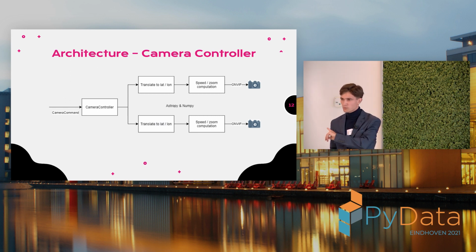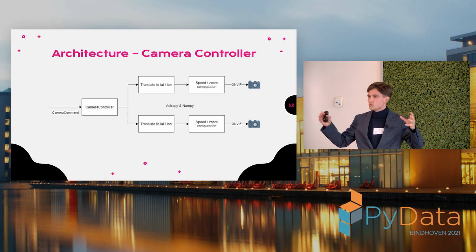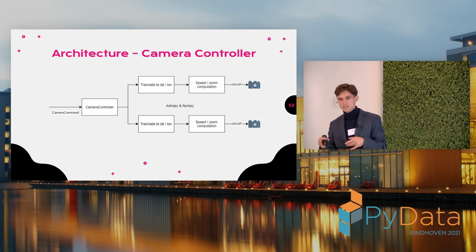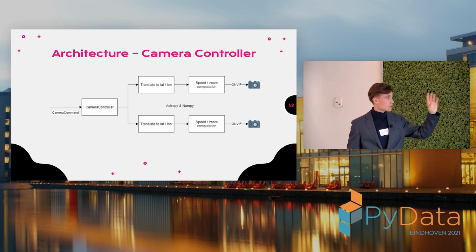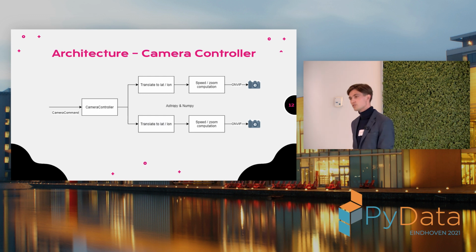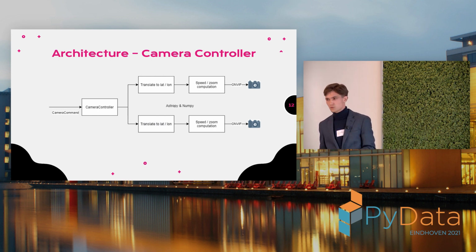In the example that I said before, we use one PTZ camera, but we have a testing setup where we actually have 3, so also on the other sides of the pitch. You can use that for more camera angles, which is for both analysis and entertainment, of course, nice. So we have to translate per camera the field coordinates to an actual camera command, which is basically like a lat long. We also have to do some speed or zoom computation, and we use AstroPy and NumPy for that. And then via the ONVIF protocol, we send the actual command to the camera.